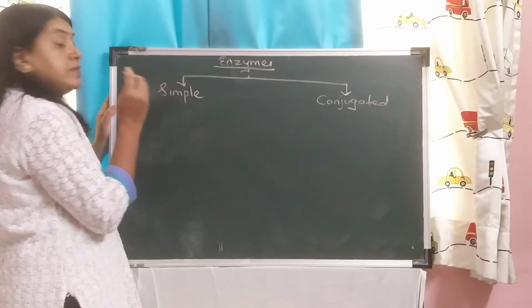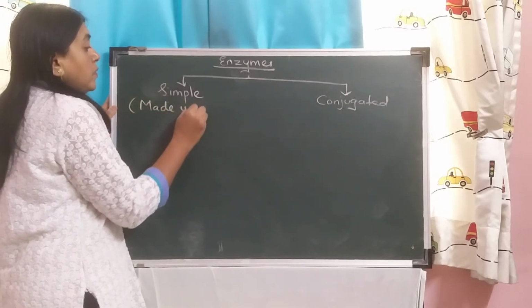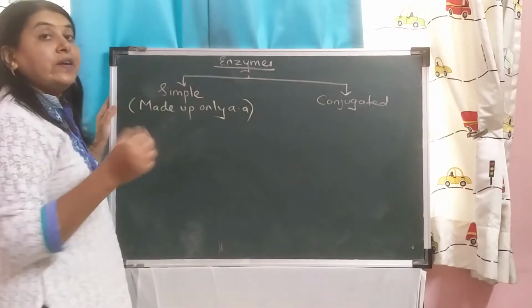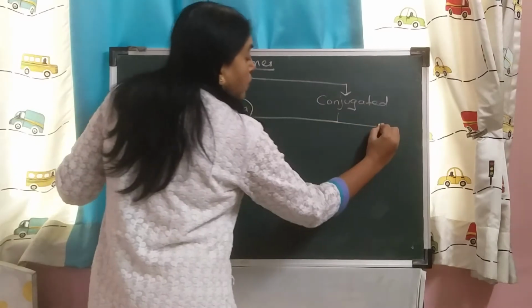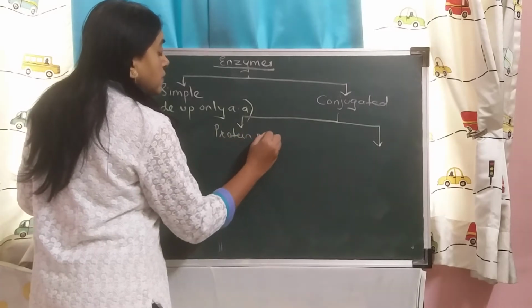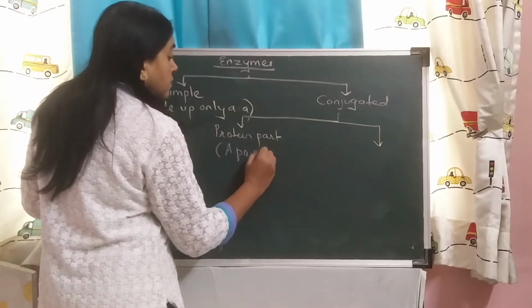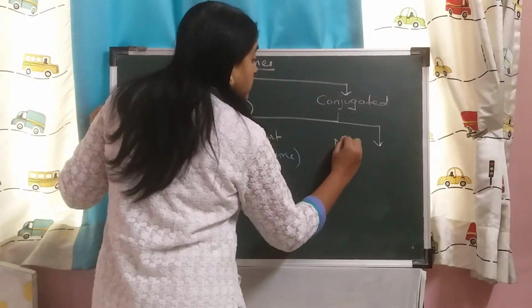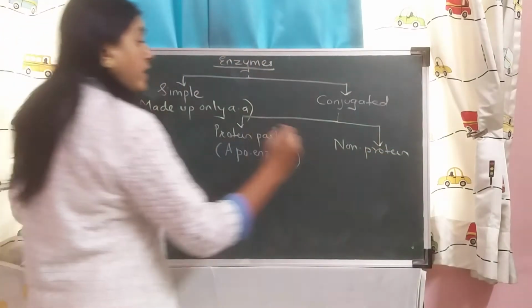Simple enzymes are the enzymes which are made up of only amino acids. Those are called simple enzymes. Conjugated enzymes means these are made up of two parts, that is the protein part of the enzyme, which is called the apoenzyme, and the non-protein part of the enzyme, which is called the cofactor.